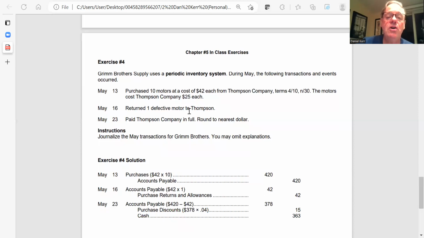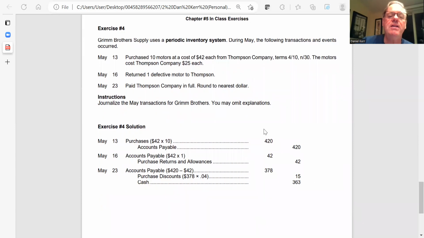May 16th, return one defective motor. So one motor that I'm returning, I paid $42. So I'm going to debit accounts payable because the amount that I owe the vendor now is going to be reduced by the cost of one motor. And we're not going to put it in purchases. We're going to have a special account called purchases returns and allowances, which is the account that I use to show any purchase that was returned.